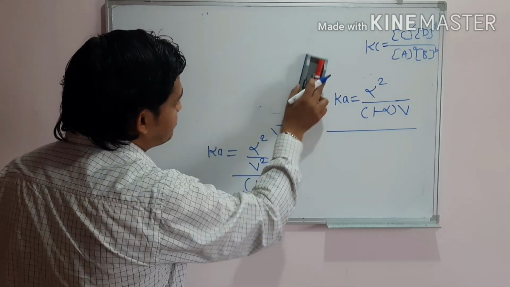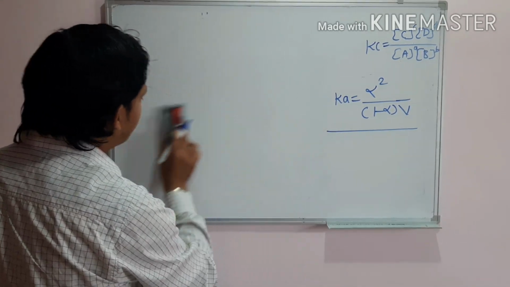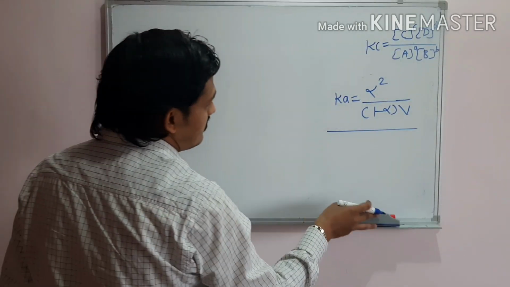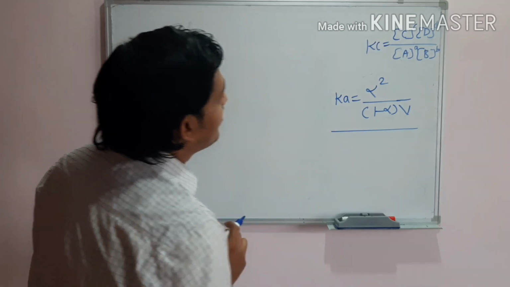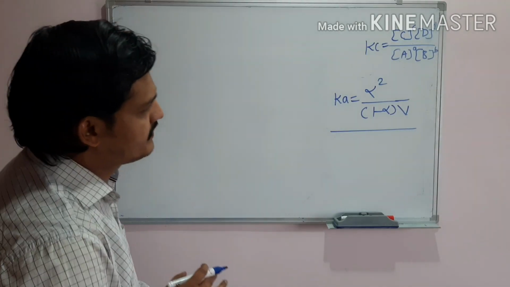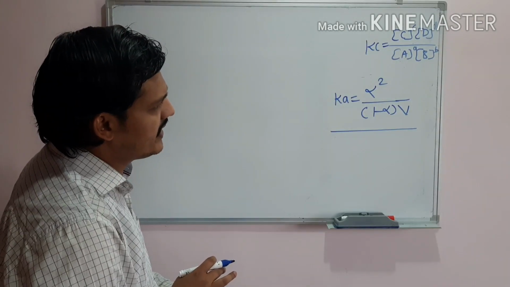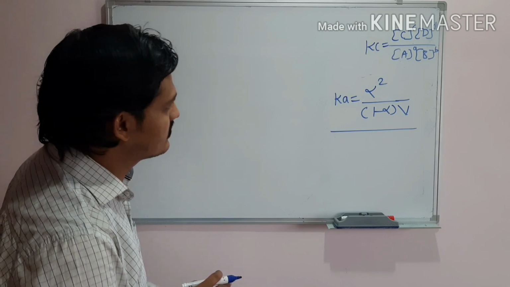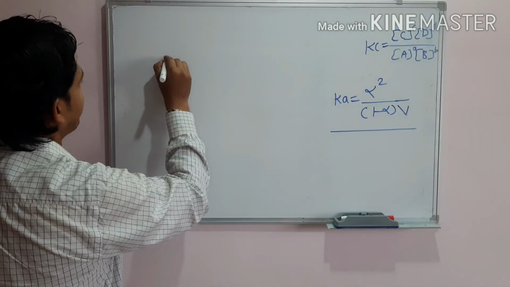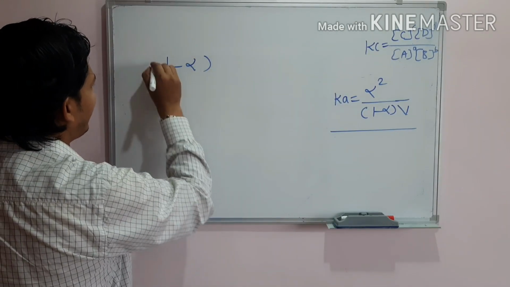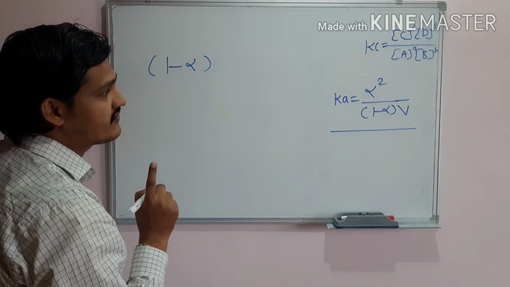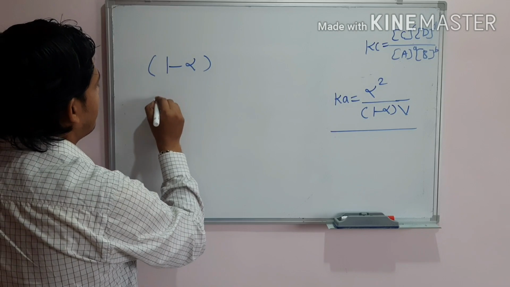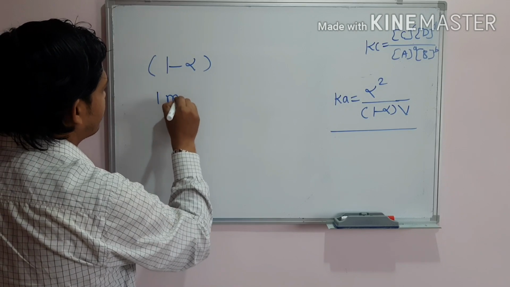Then after that, this is the next step. Please focus on the 1 minus alpha. 1 minus alpha indicates, a point to remember, that I am taking 1 mole.